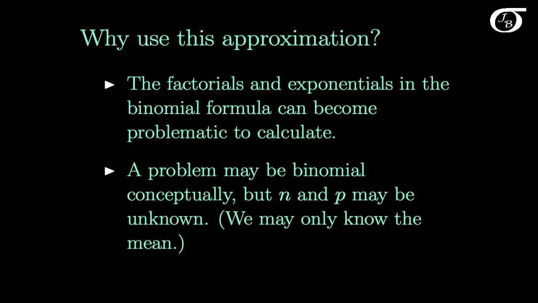Also, a problem may be binomial conceptually, but n and p may not be known. In order to calculate binomial probabilities, we need to know n and p. Now, if we happen to know the mean number of occurrences, we could call that lambda and use that in a Poisson formula, provided we knew we had a very large n and a very small p. But we don't need to know what those actual values are, we just need to know the mean number of occurrences.